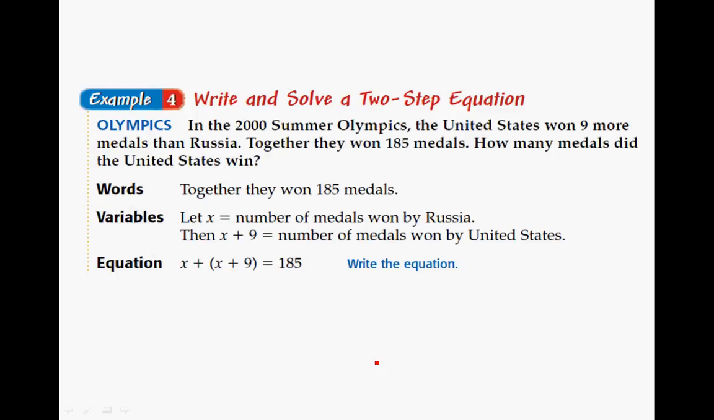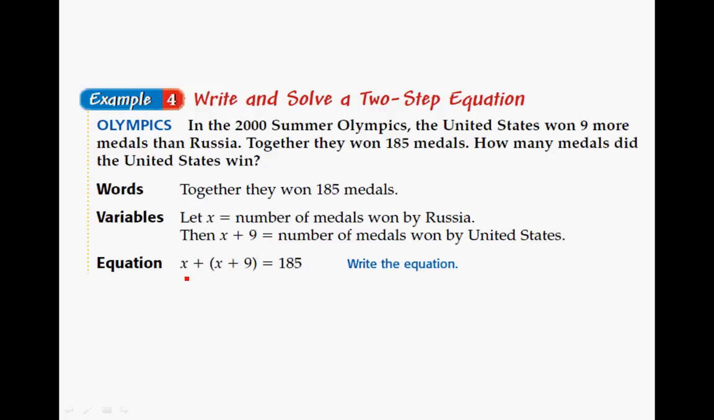Okay, write and solve a two-step equation. Here's another one. In the 2000 Summer Olympics, the United States won 9 more medals than Russia. Together they won 185 medals. How many medals did the United States win? So together they won 185 medals. So as you can see, that 185 becomes the other side of the equation. Remember, this is still an expression also. Let x equal the number of medals won by Russia. Okay, so here's our first x. And then x plus 9 is the number of medals won by the United States.